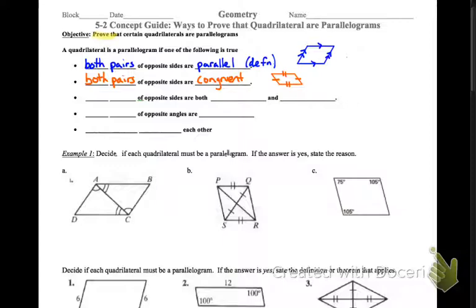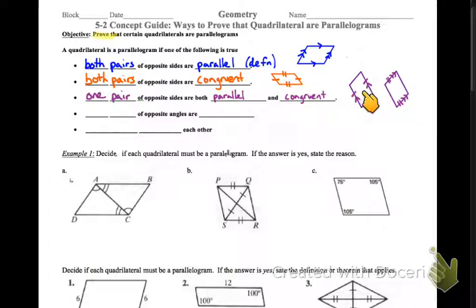Here's where it gets a little bit different. If one pair of opposite sides are both parallel and congruent, then you have a parallelogram. So you don't have to have both pairs parallel or both pairs congruent. If one pair of sides is parallel and congruent, then it is a parallelogram. And it doesn't matter which pair. It can be these opposite sides, or, assuming this is the same parallelogram, these being congruent and parallel. Either way, you know for sure that this is a parallelogram.